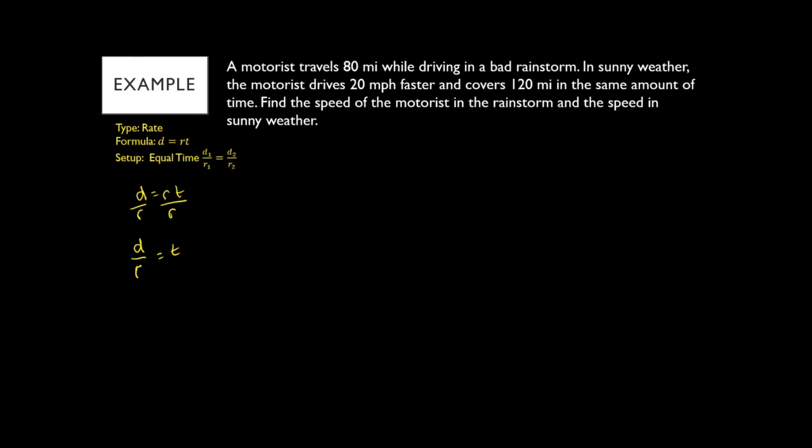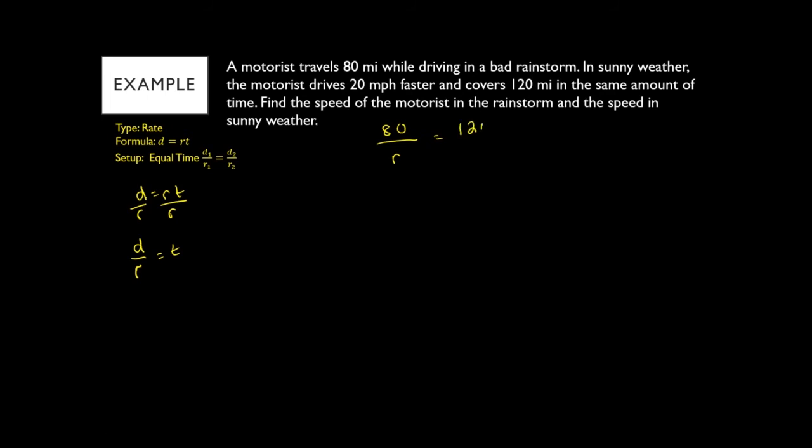I have a subscript because we've got two different situations: the rainstorm and then sunny weather. So you're comparing two different situations together, but you're still setting up a proportion. We would have 80 miles and we don't know the speed, so we could just use R here, the unknown speed. We don't know how fast the motorist was going in the 80 miles. Now in sunny weather, the motorist drives 20 miles per hour faster and covers 120 miles.